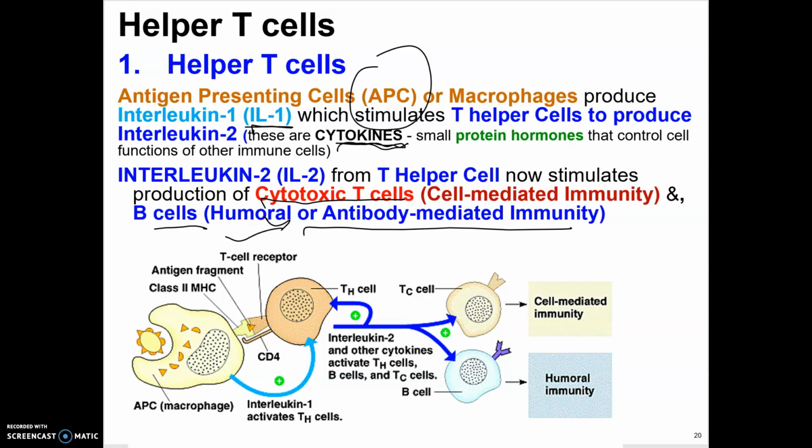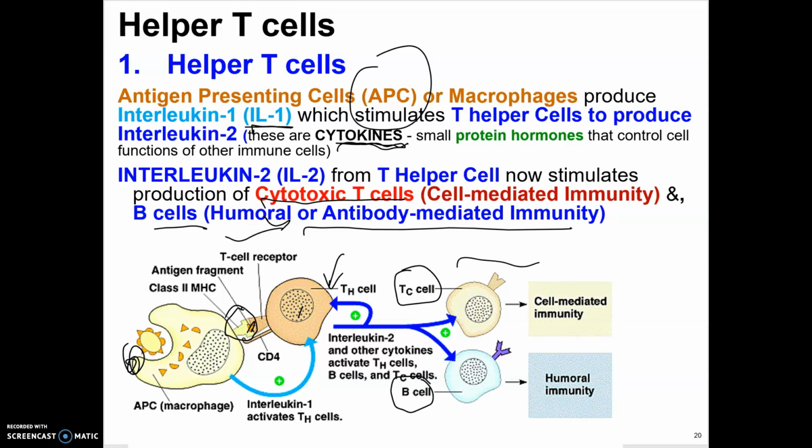So down here, we've got our antigen presenting cell. So here's our antigen presenting cell right here. Here's the MHC on its surface showing the antigen, and that comes in contact with a T helper cell. The antigen presenting cell will release interleukin-1, which will cause that T helper cell to release interleukin-2. Interleukin-2 is going to turn on the cytotoxic T cells, so TC down here, and it's also going to turn on our B cells.